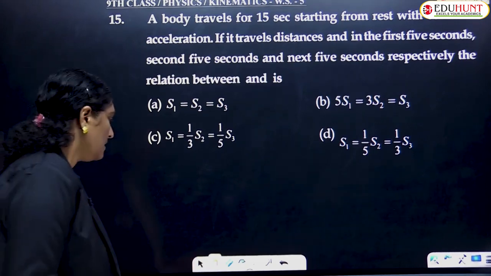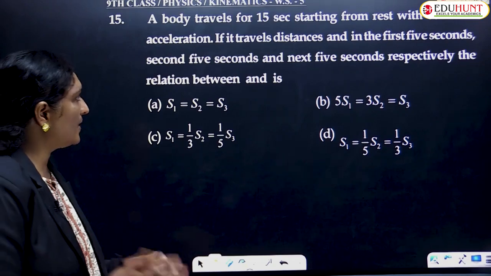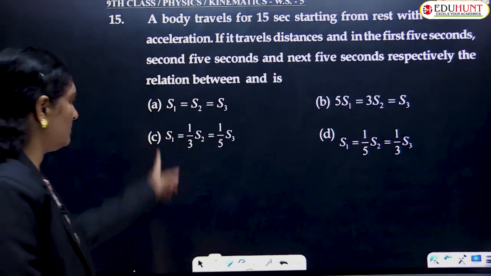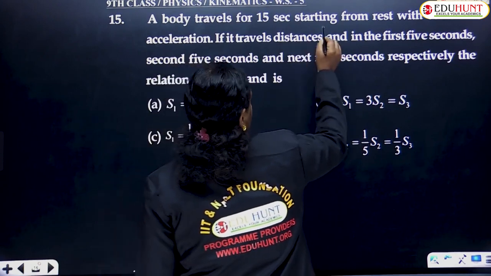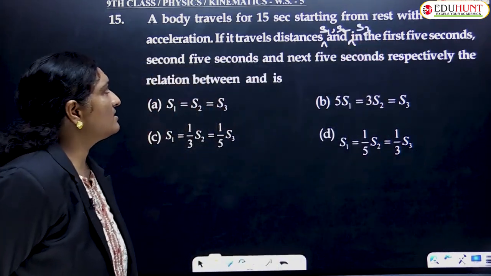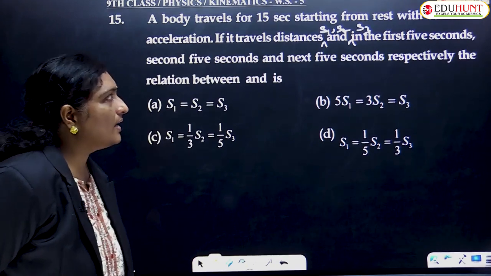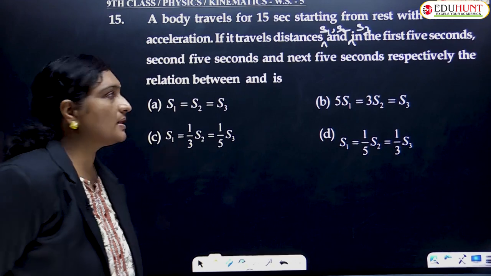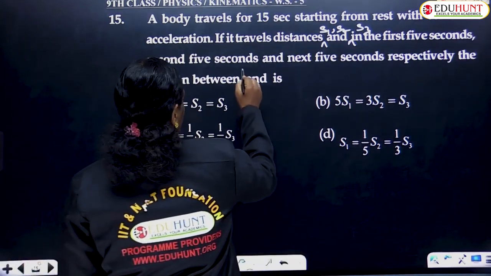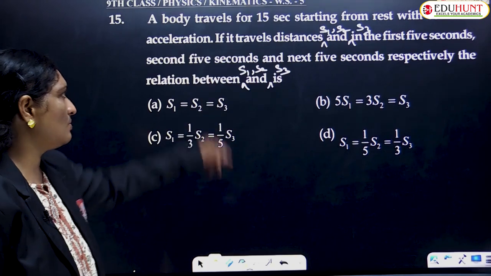Yes, children, there is a slight correction in the numerical. First of all, let me correct it. A body travels for 15 seconds starting from rest with constant acceleration. If it travels distances, they need to introduce the distances, because here it was given as S1, S2, S3. The small correction is that the distances are S1, S2 and S3. So now read the question, children. A body travels for 15 seconds starting from rest with constant acceleration. If it travels distances S1, S2 and S3 in the first 5 seconds, second 5 seconds and next 5 seconds respectively, what is the relation between S1, S2 and S3? So you need to find the relation between S1, S2 and S3. So those small corrections are there.